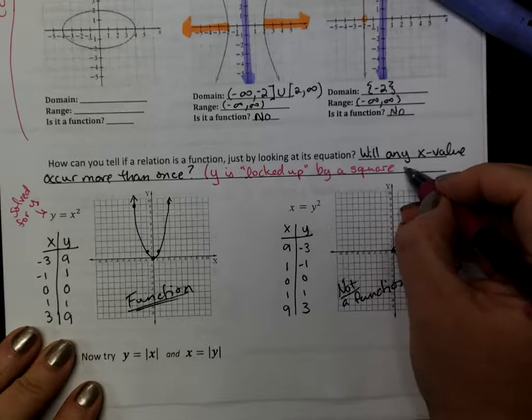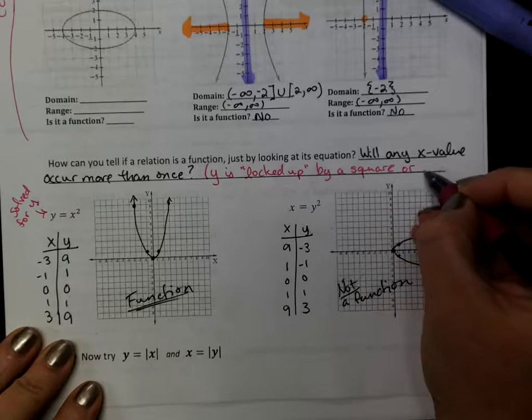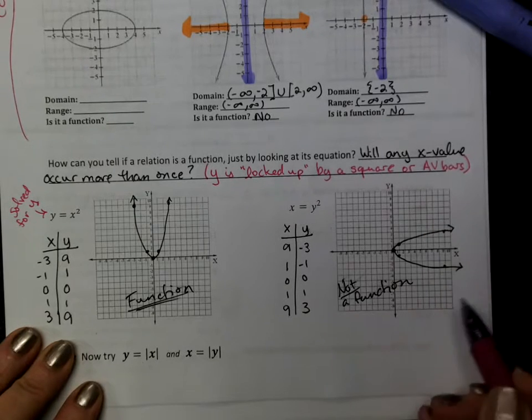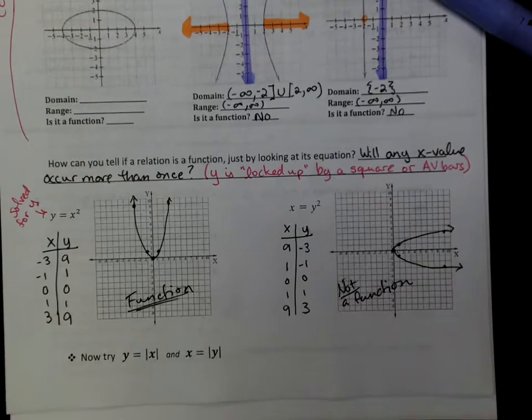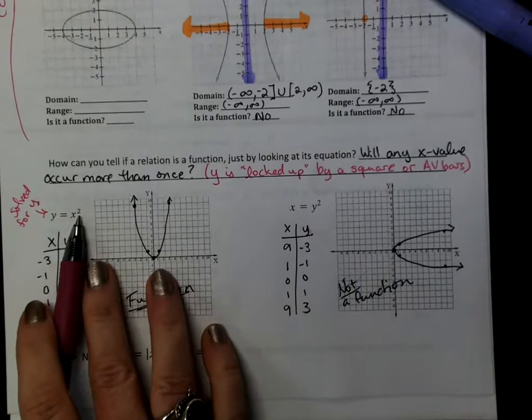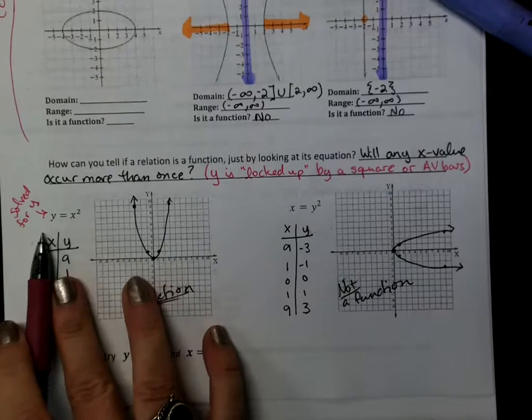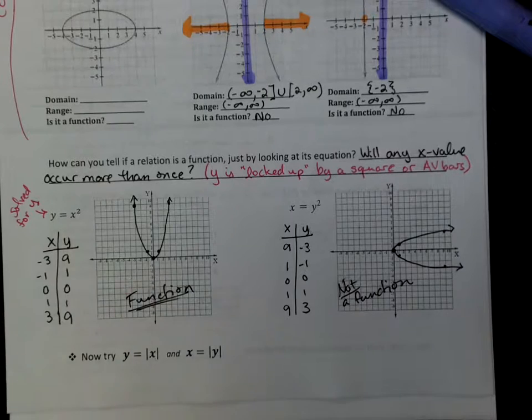So I'm going to add that. So if y is locked up by a square or by AV bars, okay, then it's not a function. Now your x can be squared, obviously, absolutely. You're solved for y, there's a clue, solve for y, if your x is squared, that's great. Solving for y makes your function. And here, I'll come back and when I scan in the completed thing, I'll include the visual for this, but this is y, solve for y, no problem.